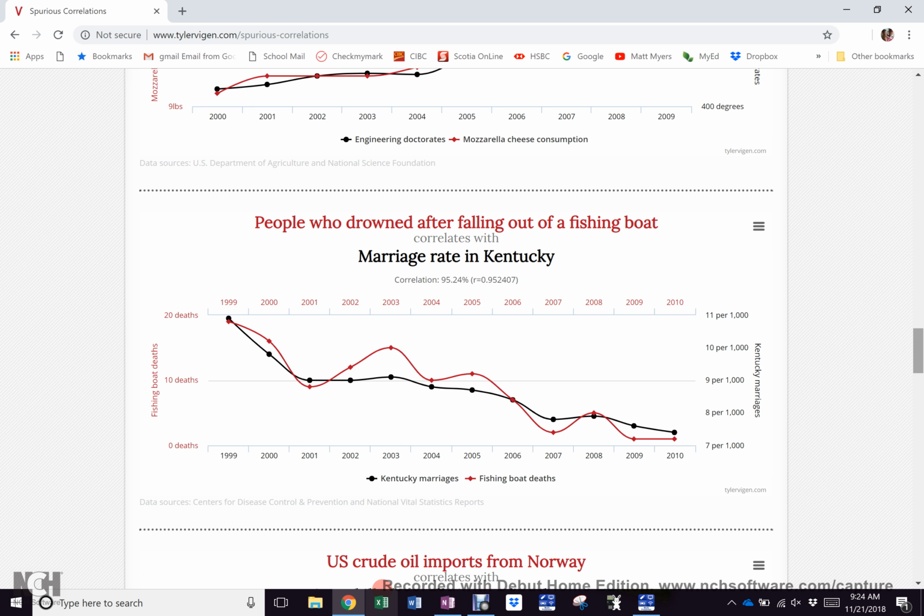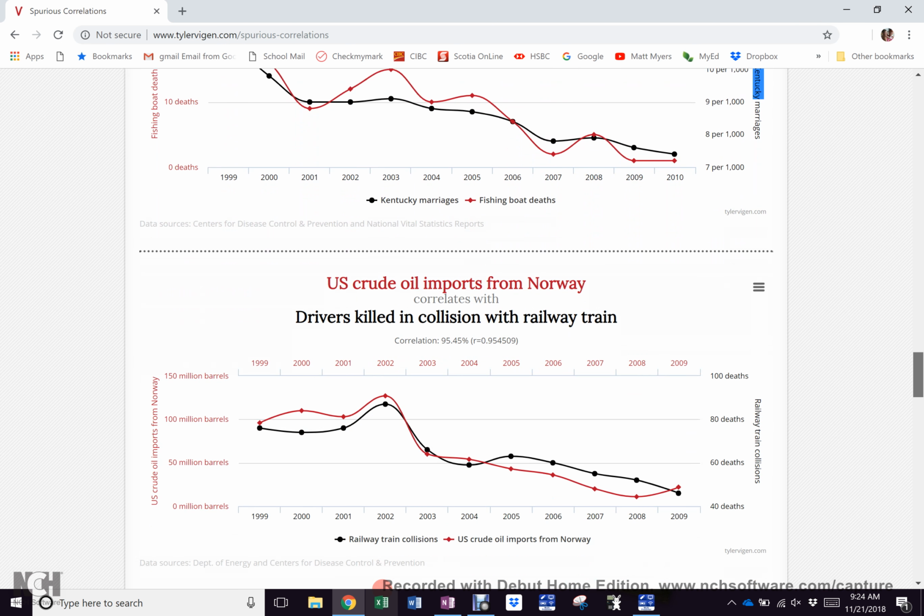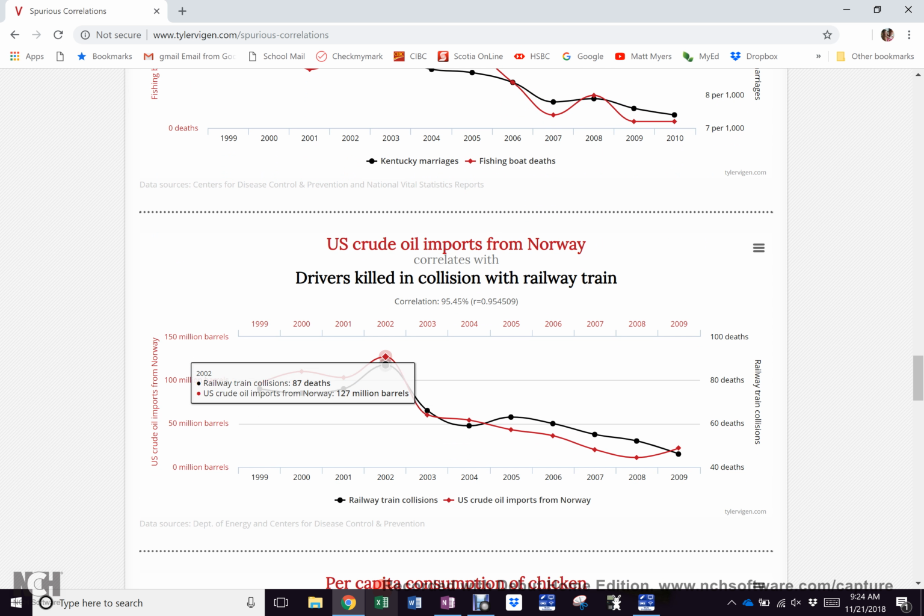Uh-oh. The more oil the U.S. imports from Norway results in more collisions with trains. I mean, you could argue that one. No, you can't. Now you import the oil in, yeah? You transport it by train. No, you don't. How do you transfer it from Norway to the U.S.? By boats. How do you get to the coast?